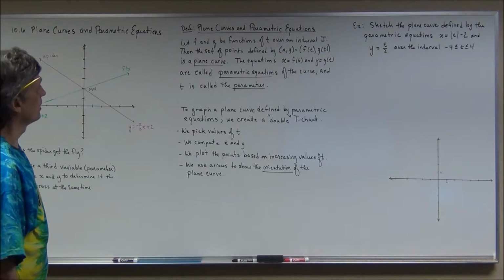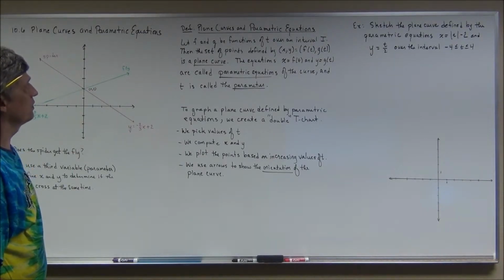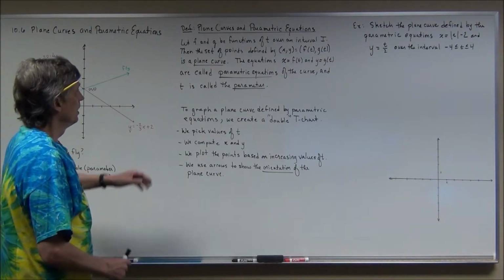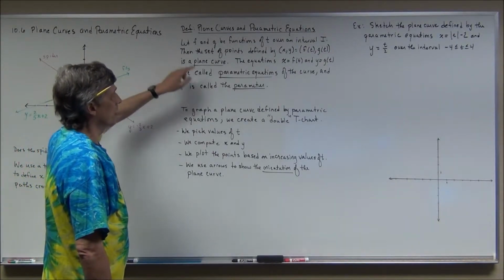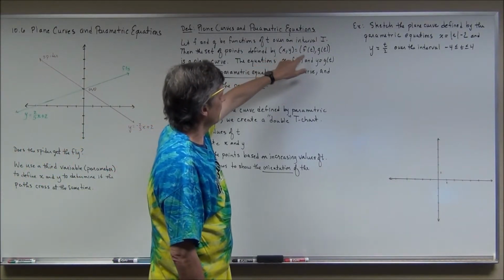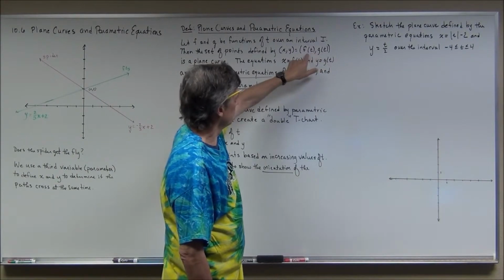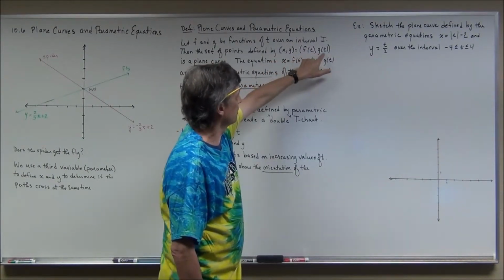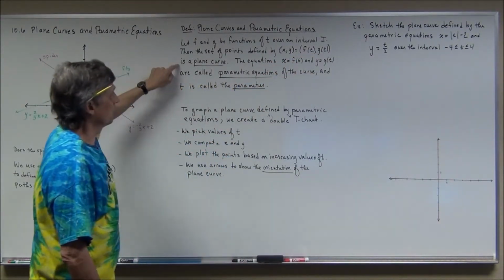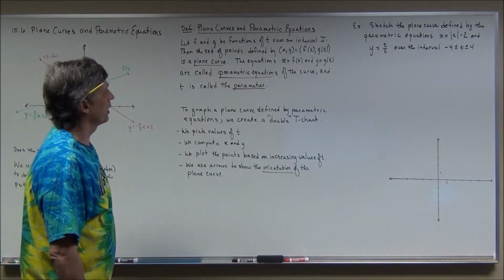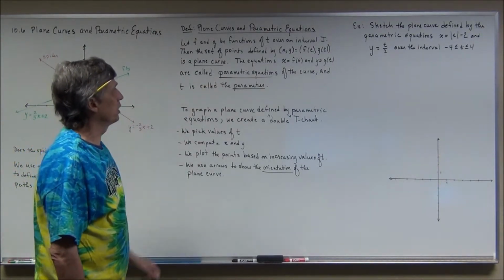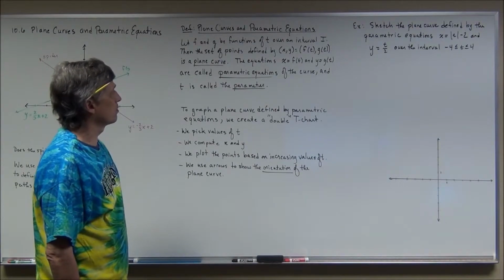Plane curves and parametric equations. Let f and g be functions of t over an interval I. Then the set of points defined by x, y defined by f of t and g of t, so we're defining the x and the y in terms of this parameter t, is called a plane curve. The equations x equals f of t and y equals g of t are called parametric equations of the curve, and t is called the parameter.